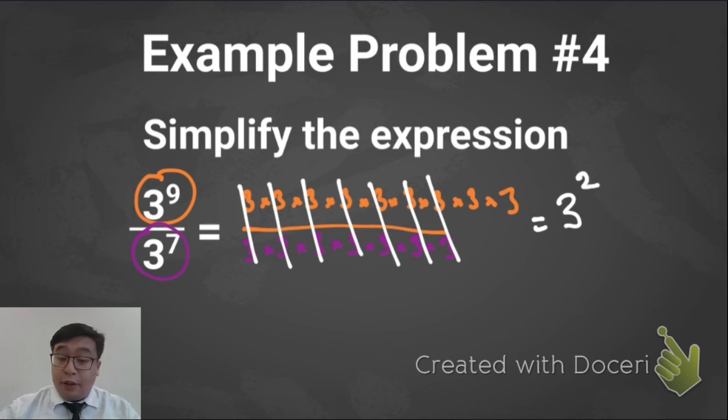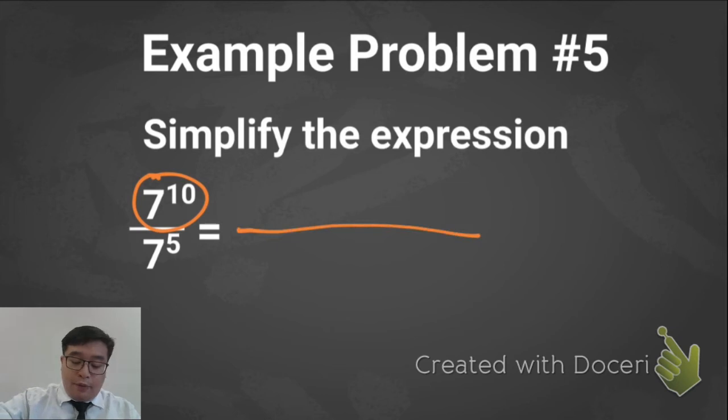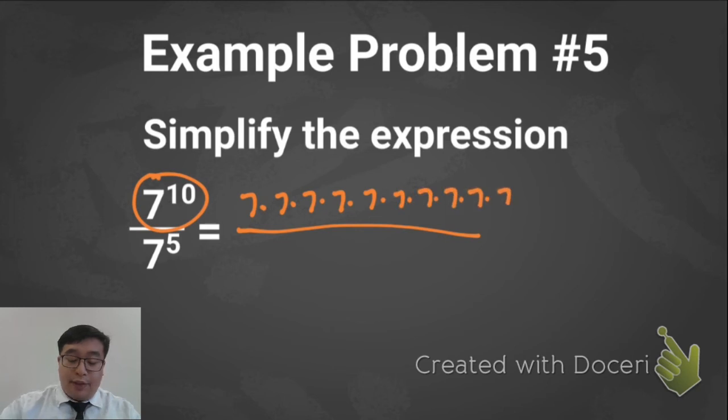Okay, let's go over our next example. Here, let's go ahead and use our definition to write these out. I have 7 to the 10th power. How many 7's are being multiplied together? We're going to have 1, 2, 3, 4, 5, 6, 7, 8, 9, 10. 10 of these 7s being multiplied together.